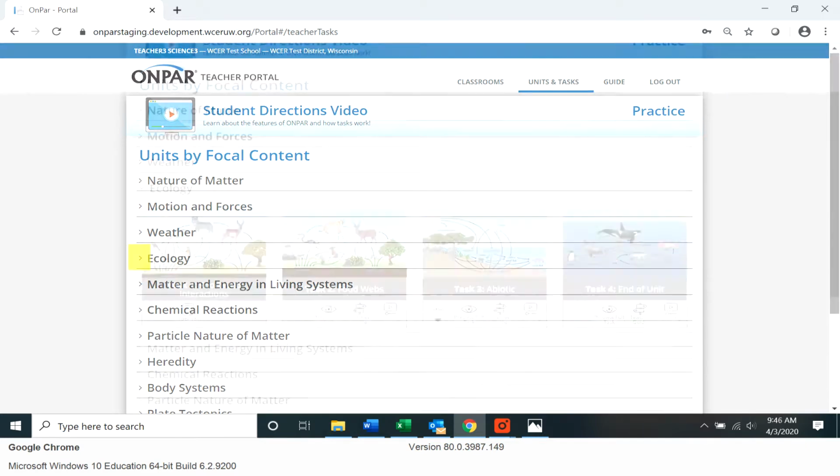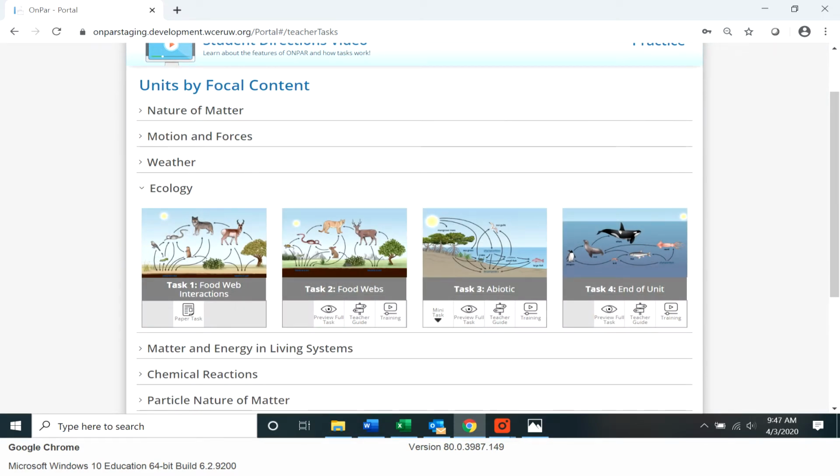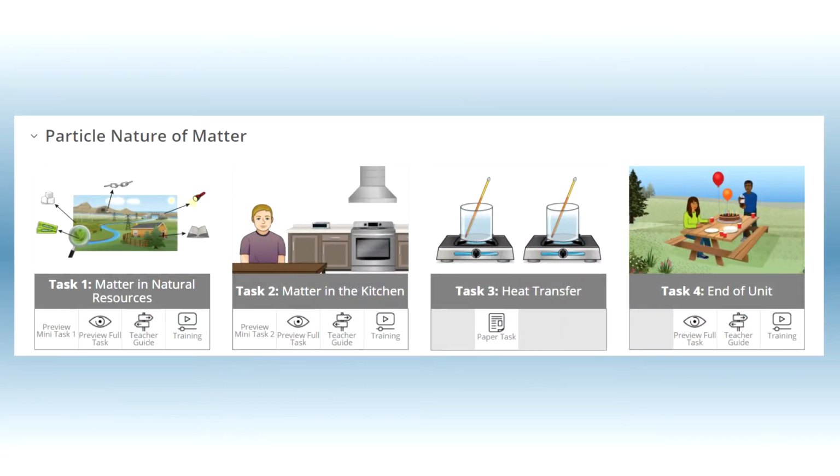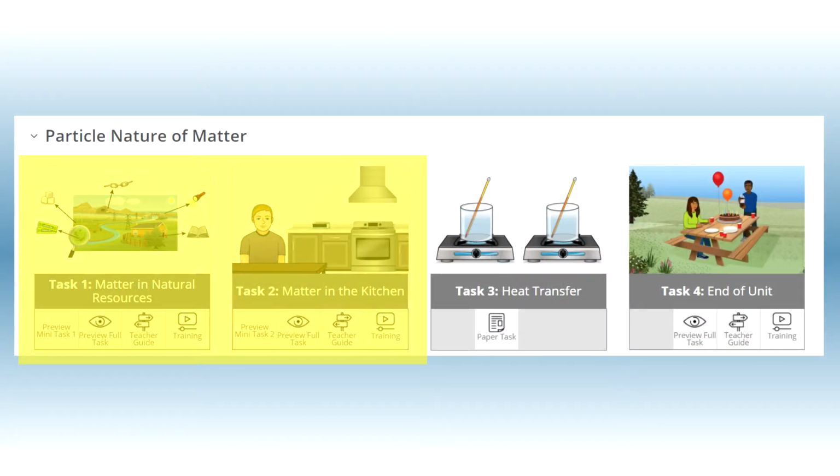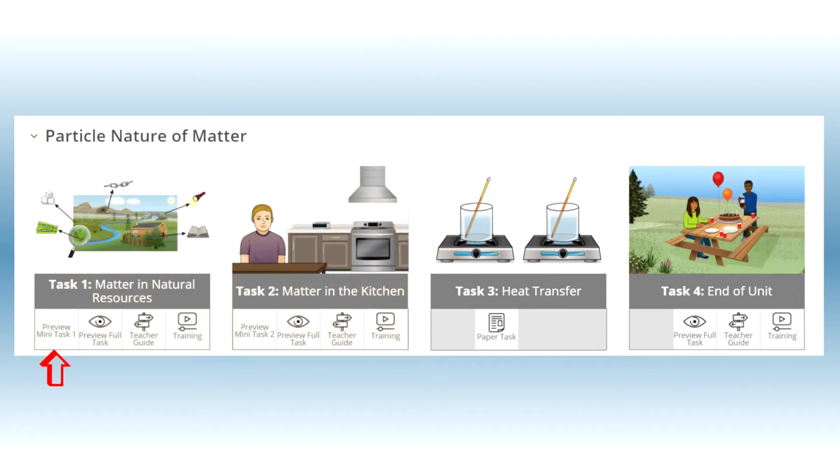Expand your view of the units by clicking on the caret. Reduce your view by clicking again. Each unit contains 2 technology-enhanced tasks, 1 to 2 mini-tasks, a paper-based task, and a technology-enhanced unit test. Each task also has a brief training video and a teacher guide to support implementation in the classroom.